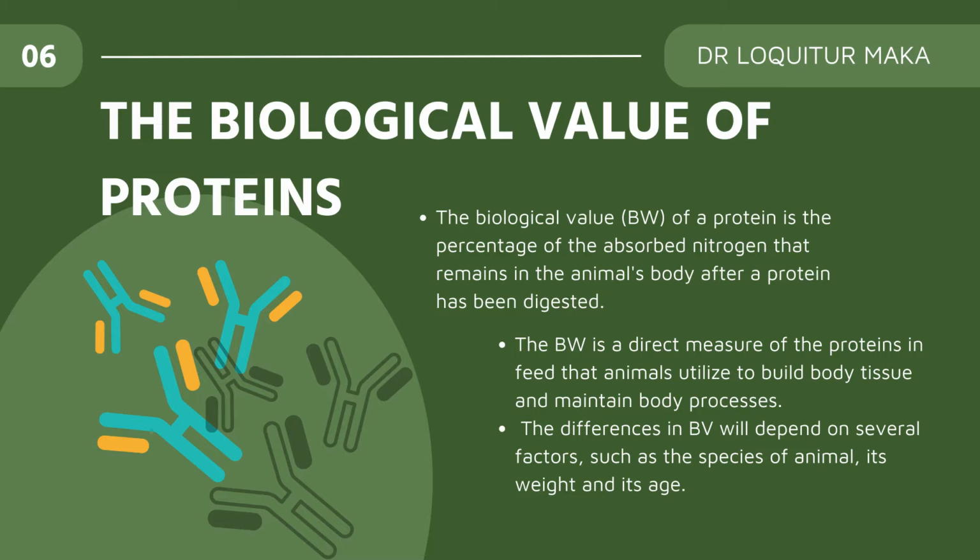So what is this biological value? When you're talking about the biological value of a protein, we express this in percentage. So this is basically the amount that has been absorbed. Now, the amount of the nitrogen that basically remains in the animal's body after a protein has been digested, right? So the biological value, I'm going to repeat this again. The biological value of a protein is the percentage of the absorbed nitrogen that remains in the animal's body after a protein has been digested.